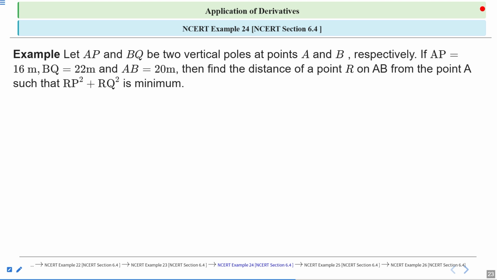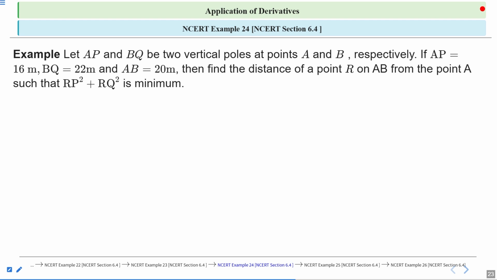Example says, let AP and BQ be two vertical poles at points A and B respectively. If AP is equal to 16 meter, BQ is equal to 22 meter, and AB is equal to 20 meter, then find the distance of a point R on AB from the point A, such that RP square plus RQ square is basically minimum.